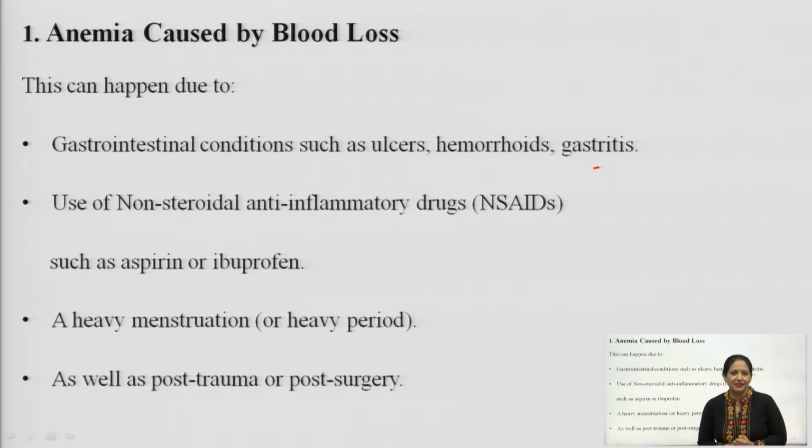So we should never use medicine over the counter, especially painkillers, antibiotics and non-steroidal anti-inflammatory drugs; always use them on the recommendation of the doctor. The third point responsible for anemia is heavy menstrual cycle.